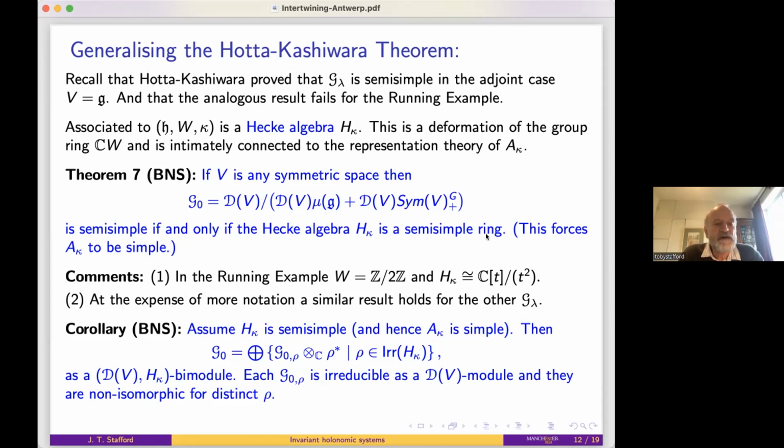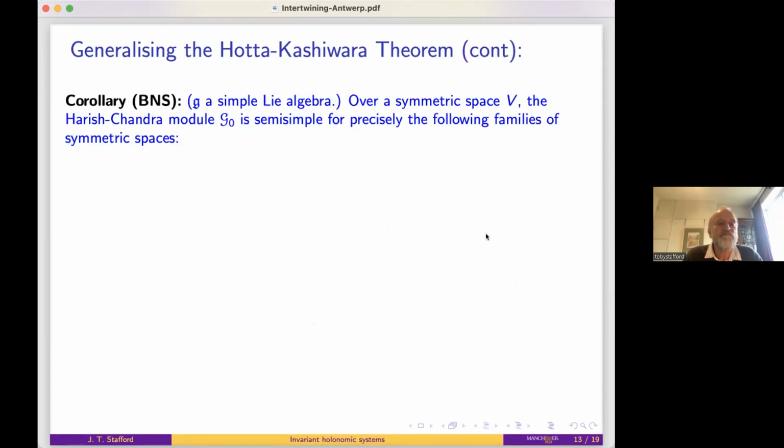Unfortunately, lots are known about Hecke algebras, and so I can tell you in considerable detail, in precise detail, when this Hecke algebra is semi-simple. So that gives us the following theorem. I'm just stating it for simple algebras; I can take direct sums of these to get the general case. So given our symmetric space V, assuming that the algebra is simple, then the Harish-Chandra module G0 is semi-simple in precisely the following cases.